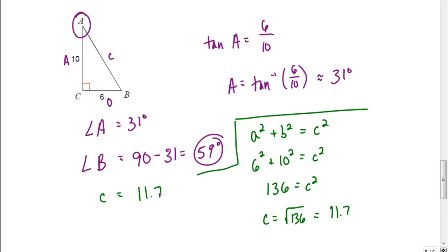So side C would be 11.7, and remember your hypotenuse should be the longest side, and sure enough 11.7 is longer than 10 and 6, so I can be pretty confident that I have the right answer here.